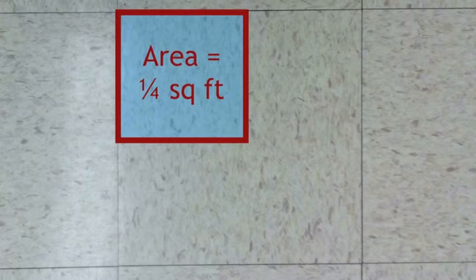Let's do one more. Can you guess how much of a tile is covered by this square? The area of this square is 1/4 of a square foot, because it is taking up 1/4 of that 1 square foot tile.